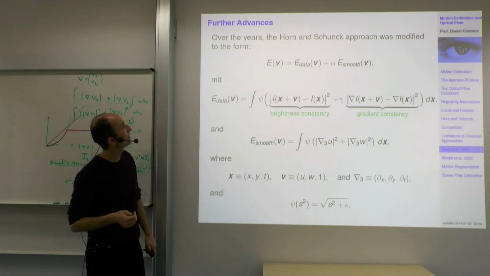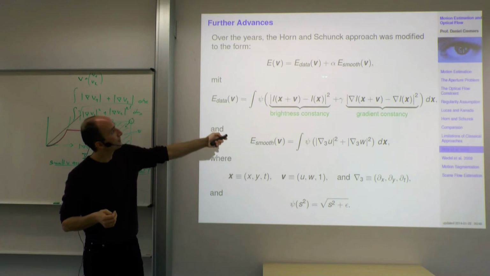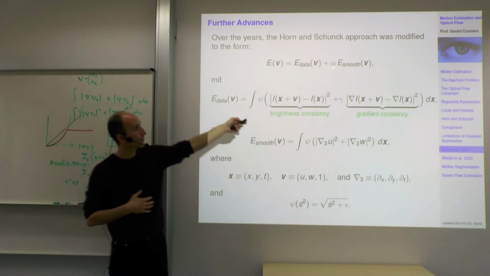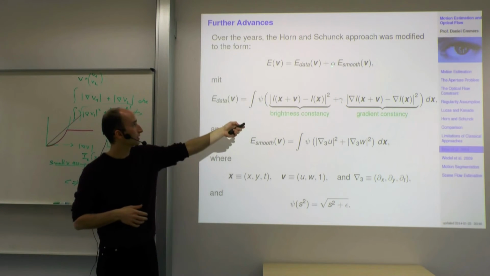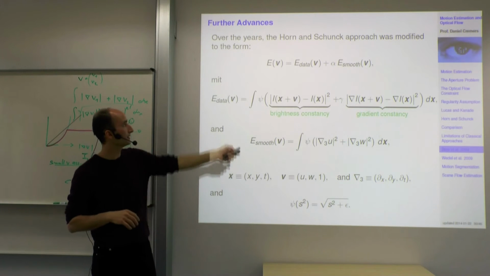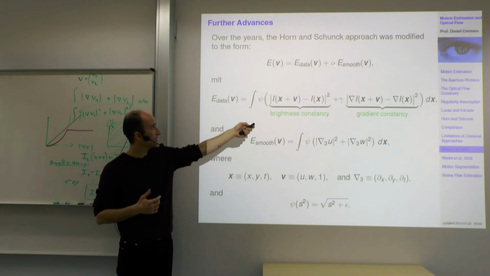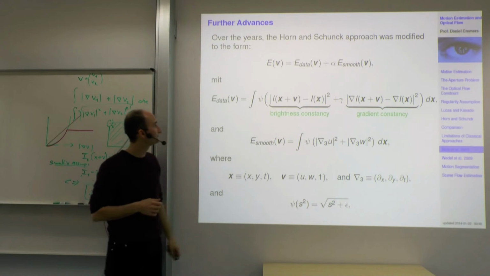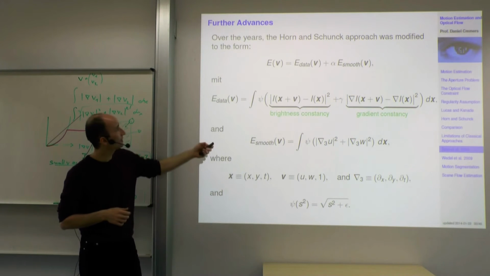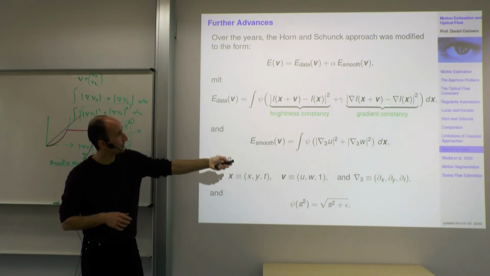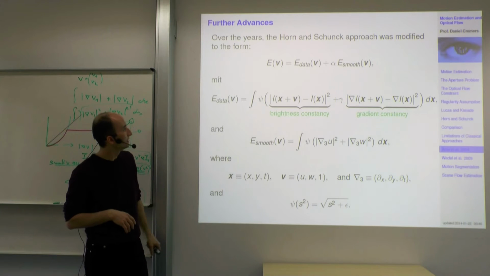And so in summary, what they suggest is again a variational approach with a data term and a smoothness term weighted here by alpha. I called this lambda before, it doesn't really matter. Some typically positive constant alpha. The data term, as I said, is the brightness constancy, and you see here, the gradient constancy.